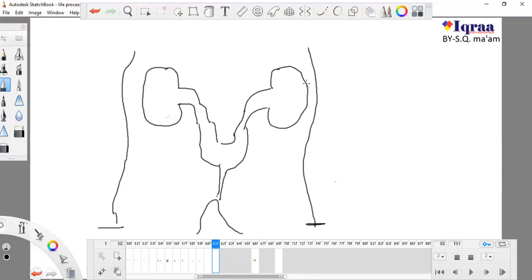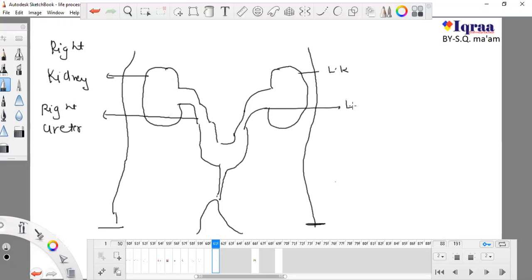So right now I'm drawing, this is my kidney, our kidney, and a pipe is emerging. These pipes are known as ureters. So this is the right kidney, and obviously this will be the left kidney. This is the right ureter. Ureter is a pipe which carries urine from the kidney. And this is the left ureter.